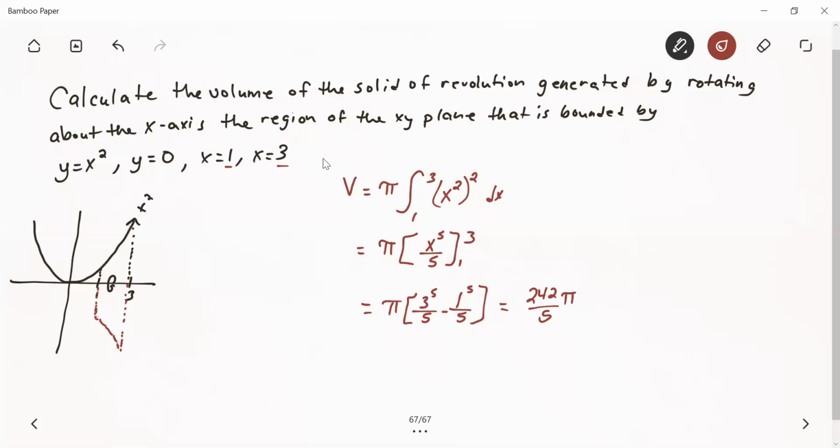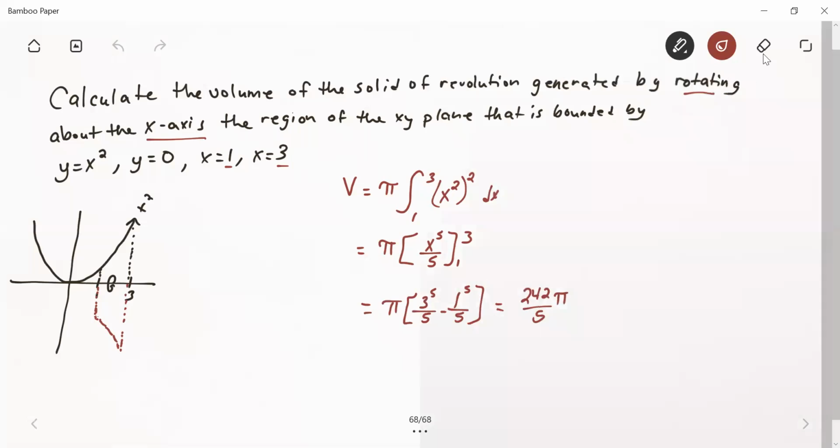And I could have said, this already said rotating about the x-axis, and they gave us x equals 1, x equals 3. These limits have to be given, otherwise this could go to infinity, really. We don't know, and it could start at 0. All right, let's do another example of this.